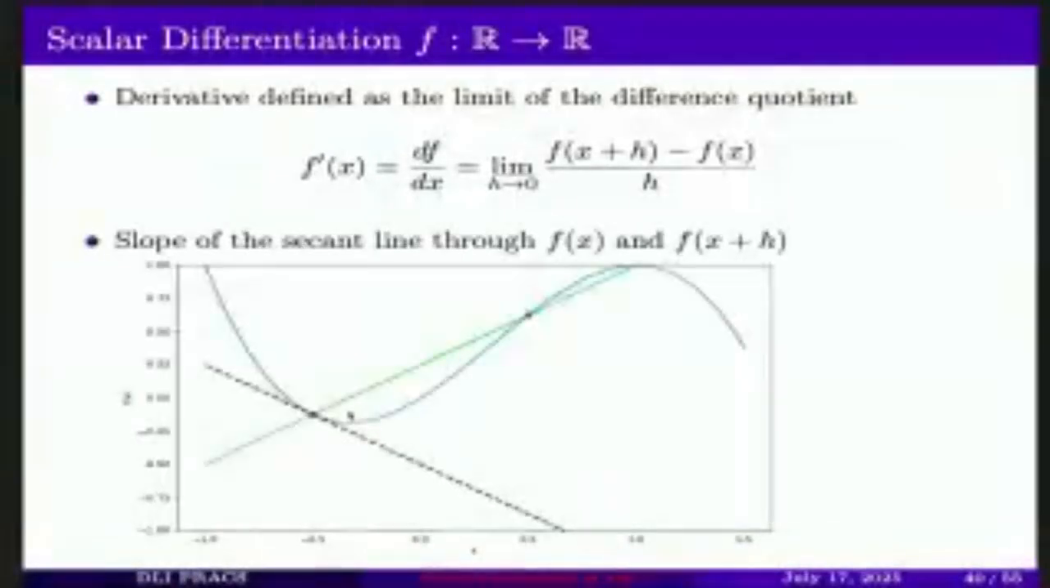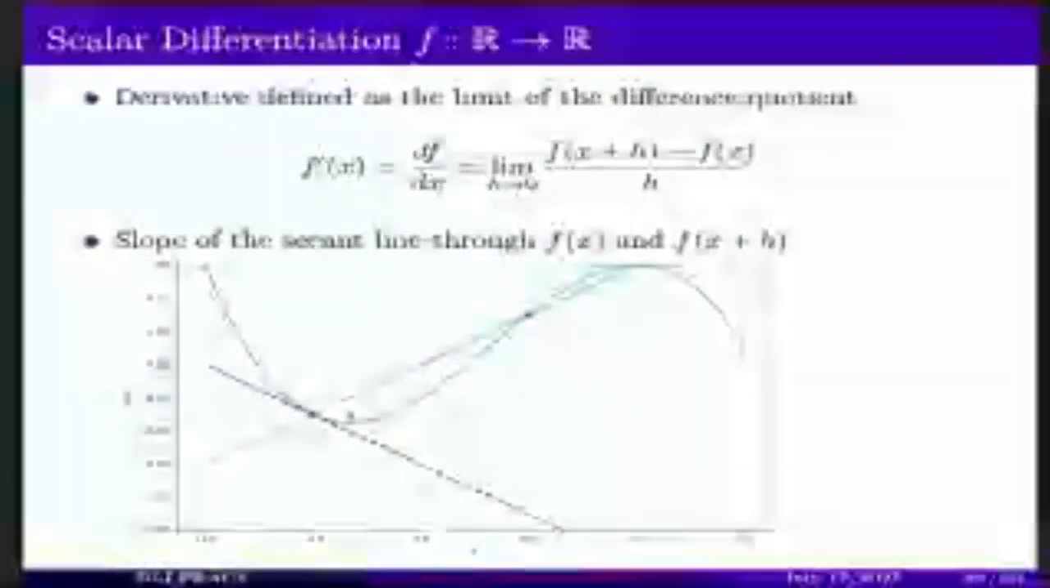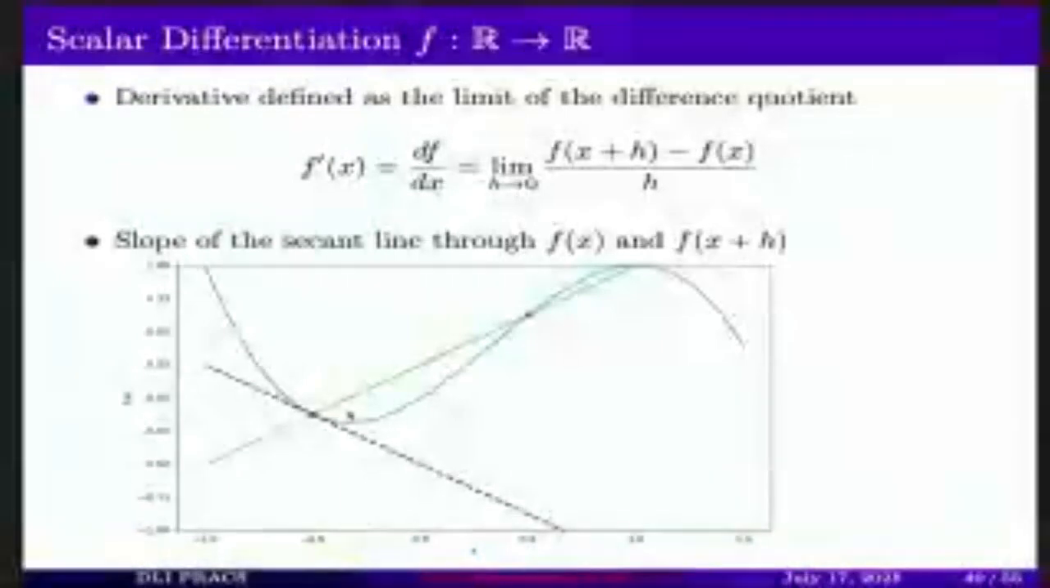So let's say you have this sine function, this curve here. The dotted line you can see is what we call the tangent line to our curve, right? And it's also called the derivative of our function at that point, right? That line.